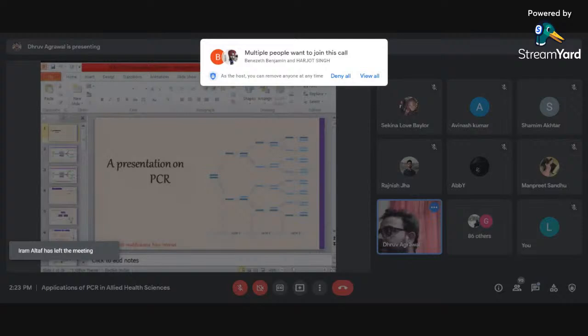DNA. But before we go into the details of this, can anybody tell me who discovered this great machine or the process? Who is known to be the discoverer of PCR?